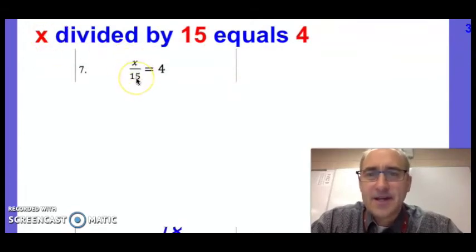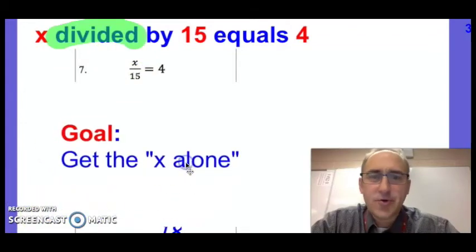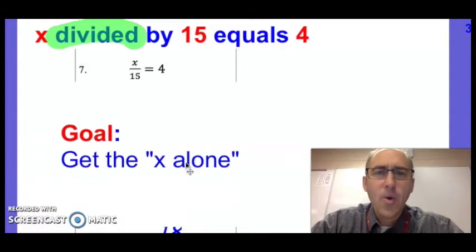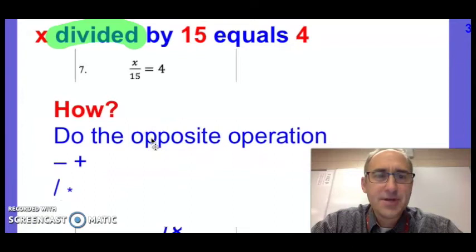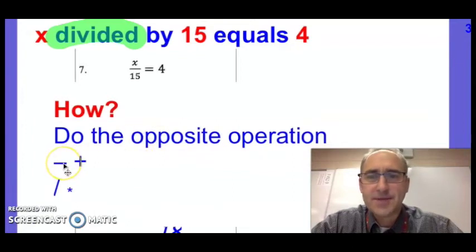X divided by 15. What is my goal? What does Benson want me to do? That's right. My goal is to get x alone. How do I do it? I do it by doing the opposite operation. The opposite of subtract is add. What's the opposite of divide? That's right. It's multiply or times.